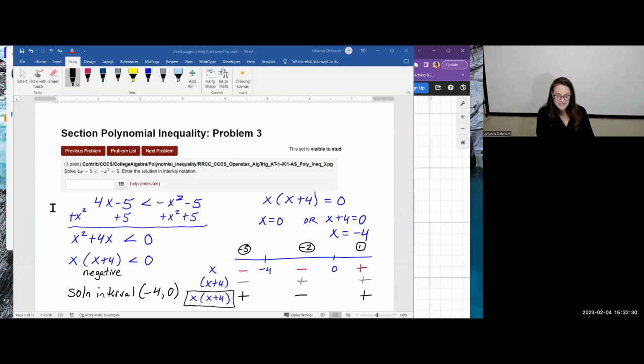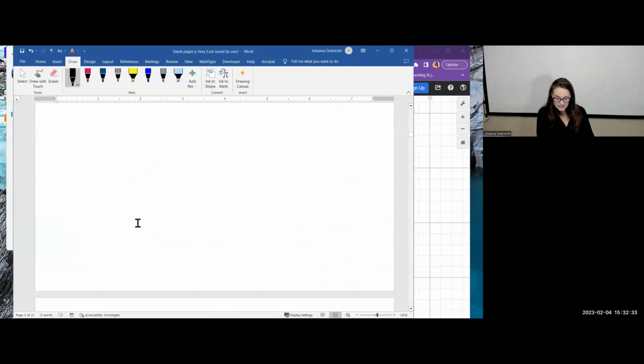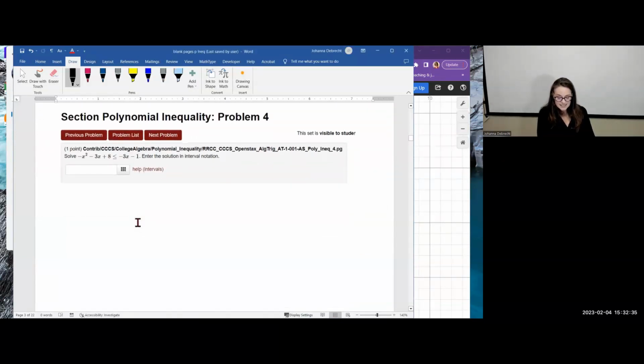I hope you thought that one was kind of fun. Let's take a look at another one. I think these are kind of fun. I like the little tables.